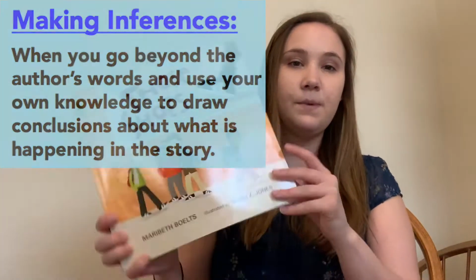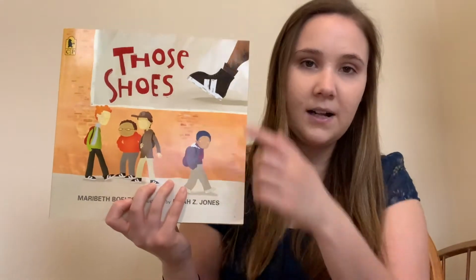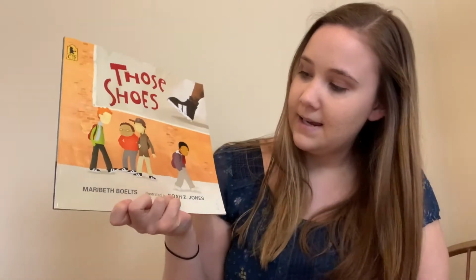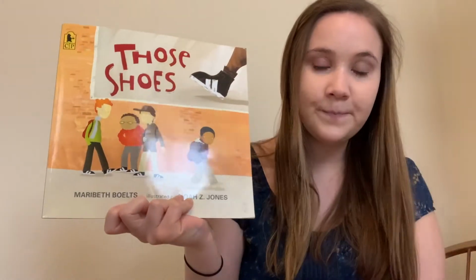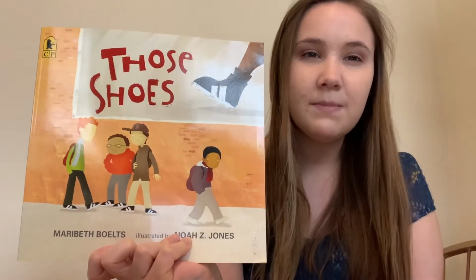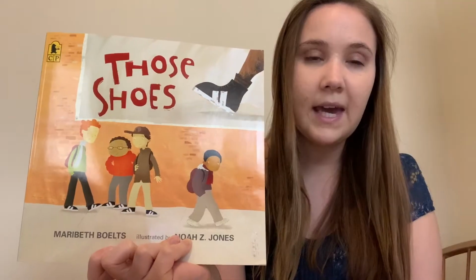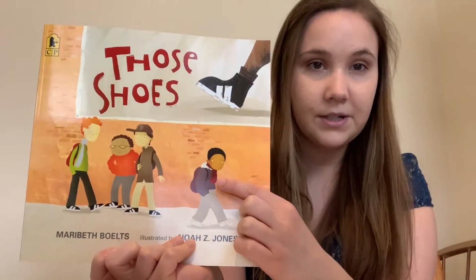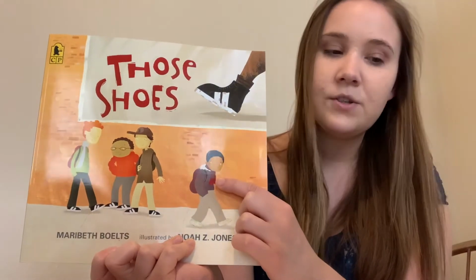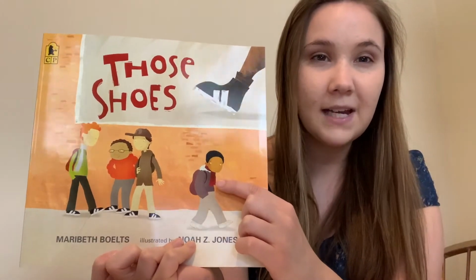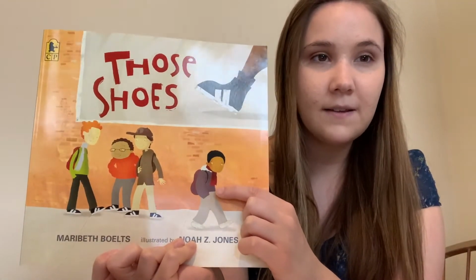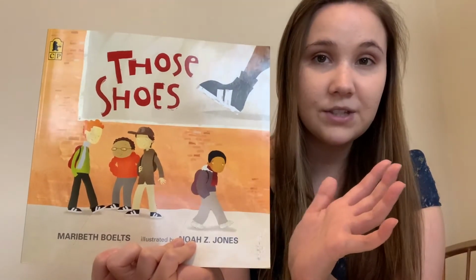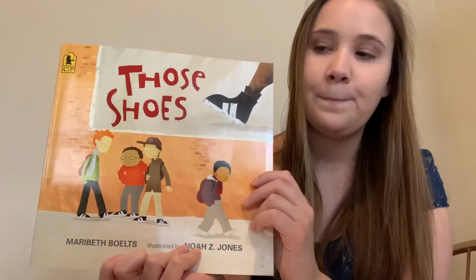And so this is the book we are going to be reading. It's called Those Shoes, and it is by Maribeth Boelts. We are going to be making inferences about the character's feelings. And right here, this is the main character. His name is Jeremy. So while we're reading, I want you to pay attention to how Jeremy's feelings are changing from the beginning of the story to the end of the story.